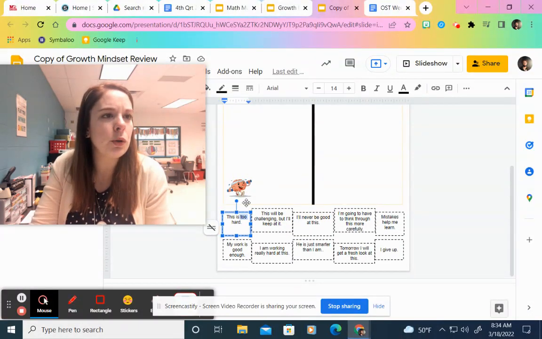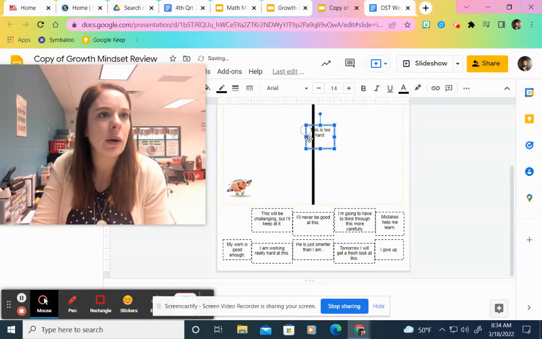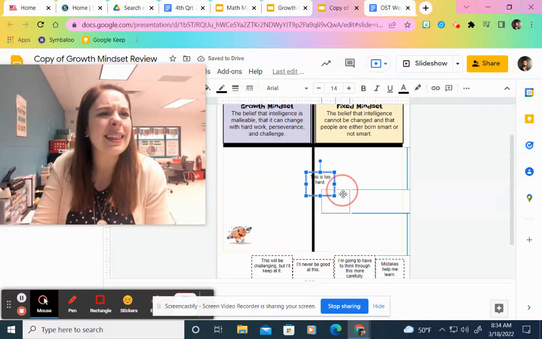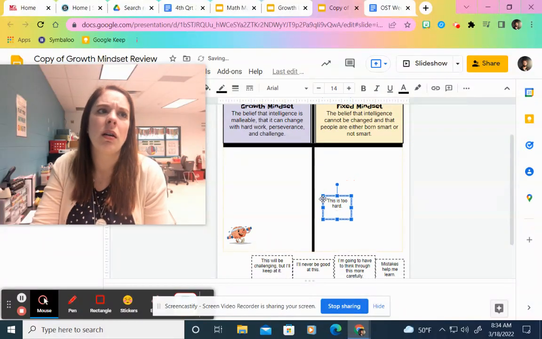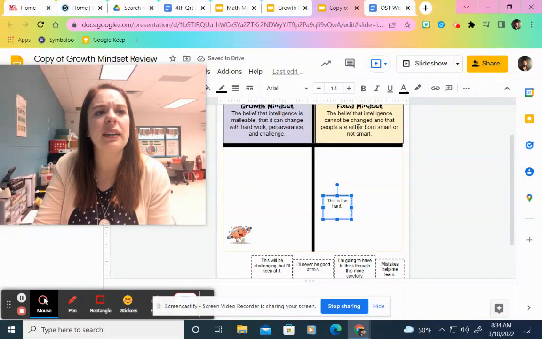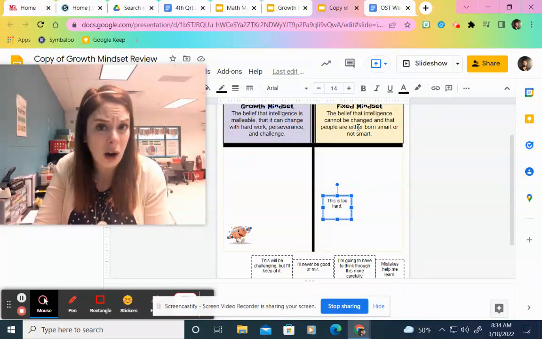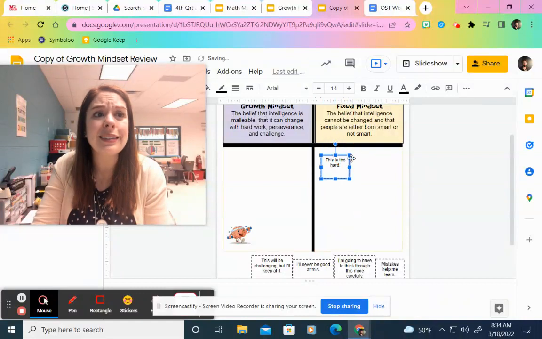And I think we just have to move them. Let's see if I can move one. There we go. Okay. So our first one is, this is too hard. Is that growth mindset or fixed mindset? This is too hard. I hope that you said fixed mindset, because that is definitely a fixed mindset.